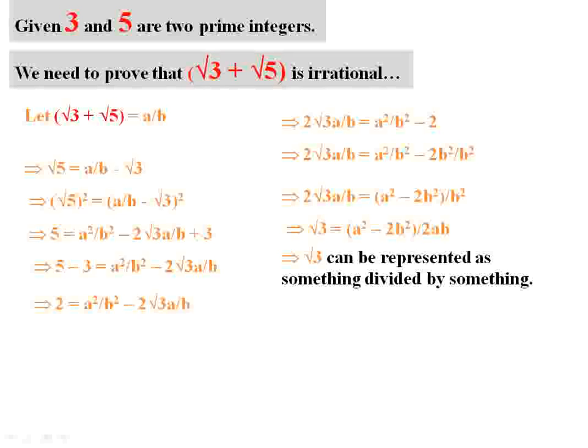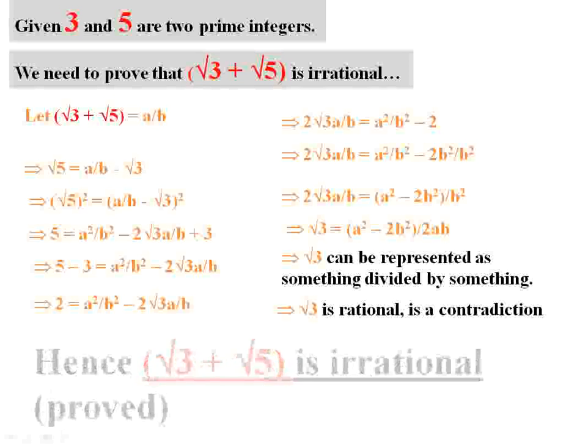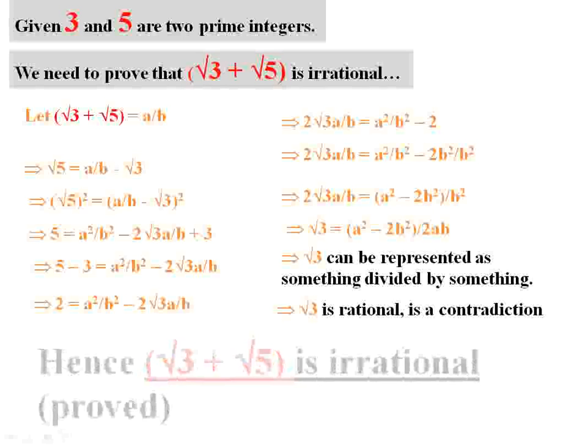Here we can see that root 3 is being represented as something divided by something. But root 3 is rational. So this is a contradiction. So our initial assumption that root 3 plus root 5 is rational is also not correct. This means that root 3 plus root 5 is irrational. Let's go to the next problem.